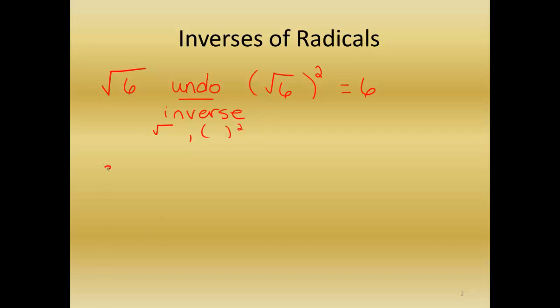So now we can extend that to our cube roots. Say it's the cube root of 7. To undo that, we take the cube root of 7 cubed. And so our inverse is here, cube root of 7 cubed leaves us with 7.